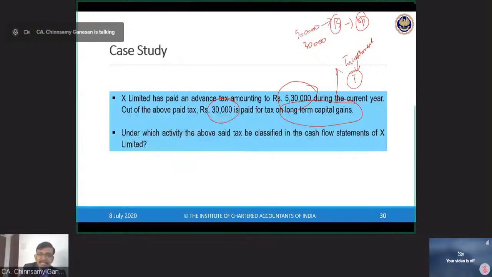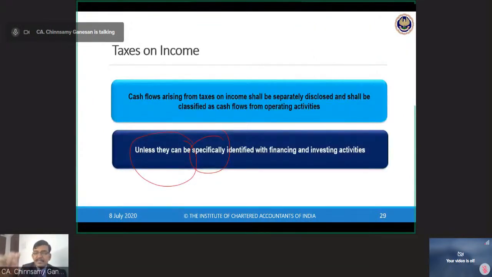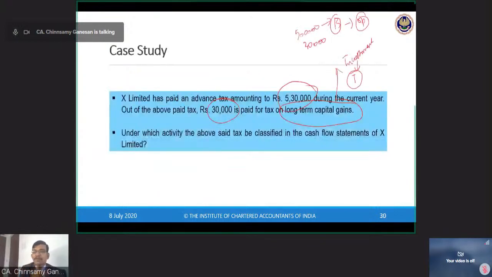unless they can be specifically identified for financing or investing activity. In this case, I can identify specifically for investing activity. 30,000 will be shown as an outflow under investing activity. 5 lakh will be shown as an outflow in operating activity. This also came in one of your past examination question papers. Somebody has asked whether it will be only narrative or also numerical. Both could be possible. So in this case, it's narrative plus numerical, right? So you have to explain why you are doing it.